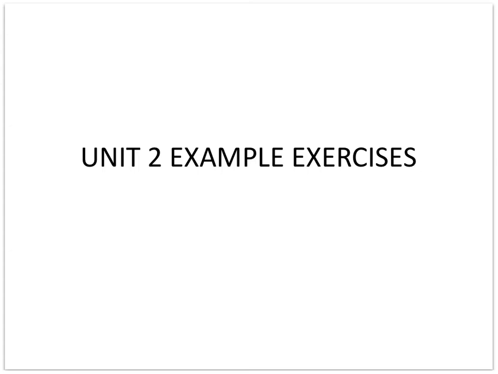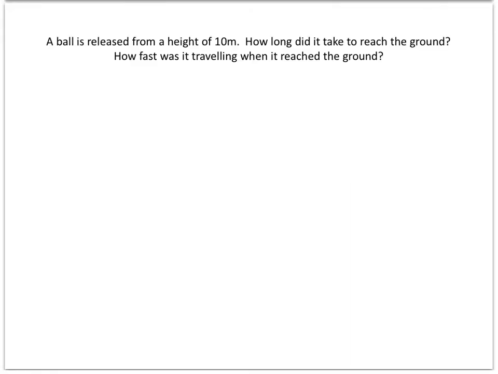These are the example exercises for the beginning of Unit 2, Freefall and Projectile Motion. So first we will start with a freefall example with no horizontal displacement. A ball is released from a height of 10 meters. How long did it take to reach the ground? How fast is it traveling when it reached the ground?